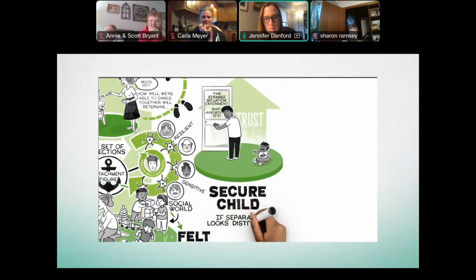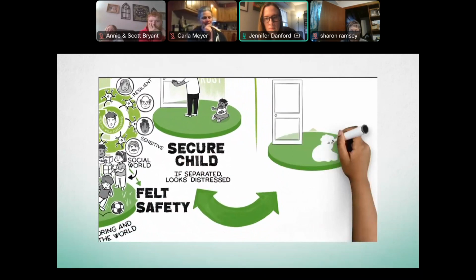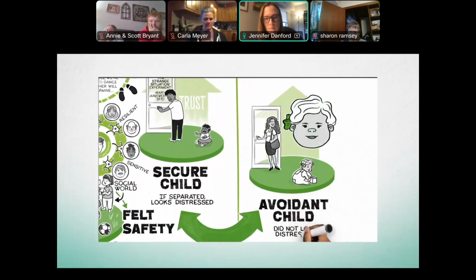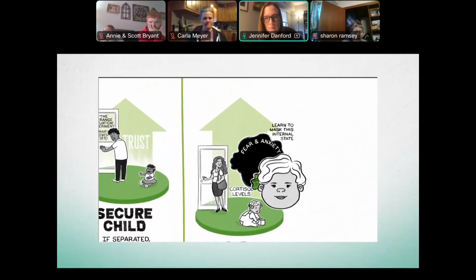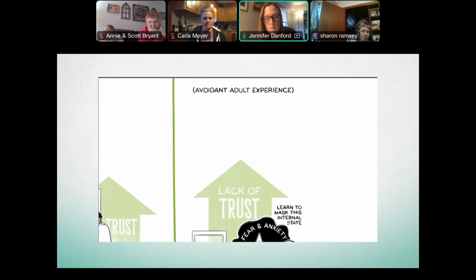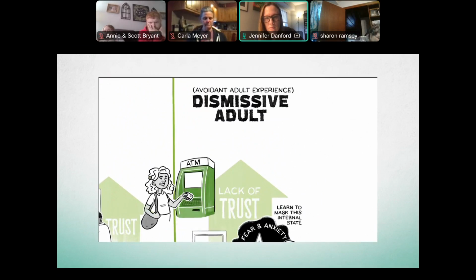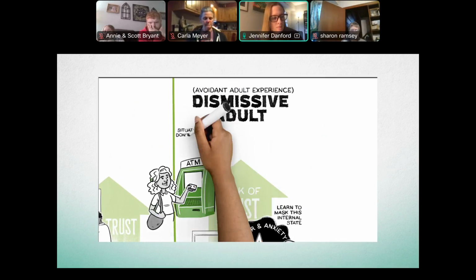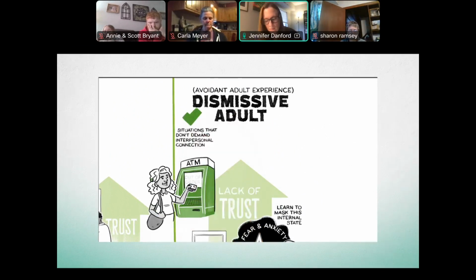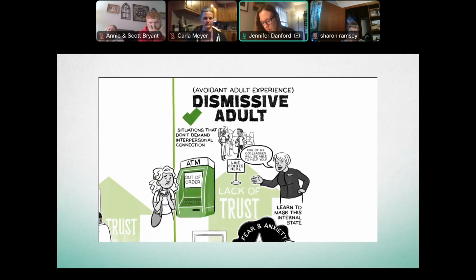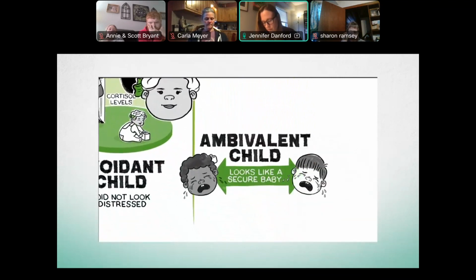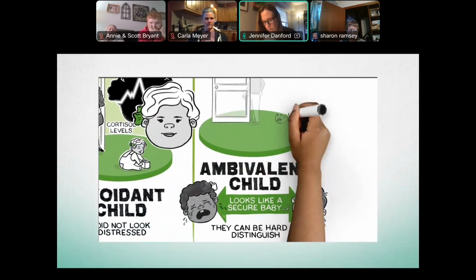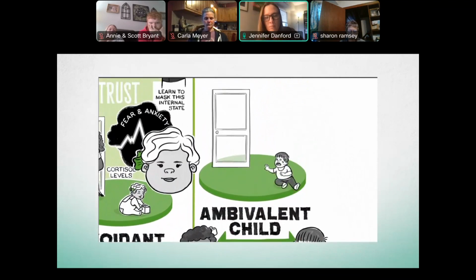If they're separated, secure babies look distressed, but the avoidant babies did not look distressed. So they learn to mask this internal state of fear and anxiety. And that's the origins of the avoidant adult's experience. A person may do fine in situations that don't demand interpersonal connection, but when they demand that interpersonal connection, they begin to flounder. An ambivalent baby looks like a secure baby. They can be hard to distinguish. Both babies are distressed when the attachment figure leaves. The difference is what happens once they actually reunite.